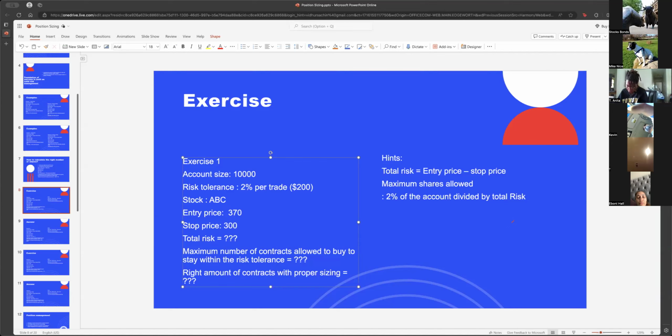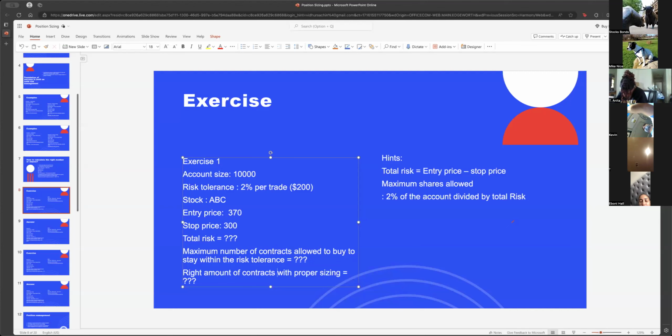And what's your total risk? First, calculate the total risk. And then from the total risk, calculate the maximum number of contracts which you can buy, so that even if you get stopped out, you shouldn't lose more than 2% of your account. Go ahead. You already have some answers here. All right, we'll give it some time before we reveal the answers from our end.